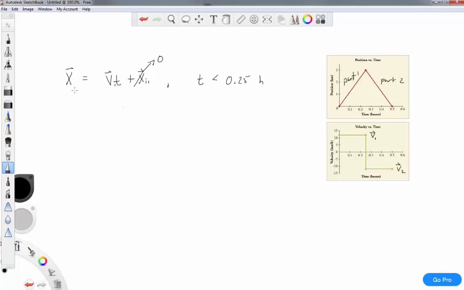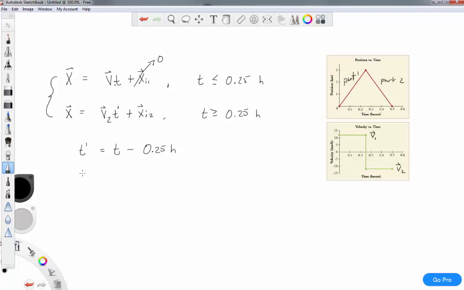And then for part 2, you would have to use x is equal to v2 times t plus x initial in part 2. And that is again for at least t is greater than 0.25 hours. And this right here would be sort of like a t prime. Now what you would write down here in your notes then is that t prime is really t minus 0.25 hours, because that was the end time of this first part of the motion.